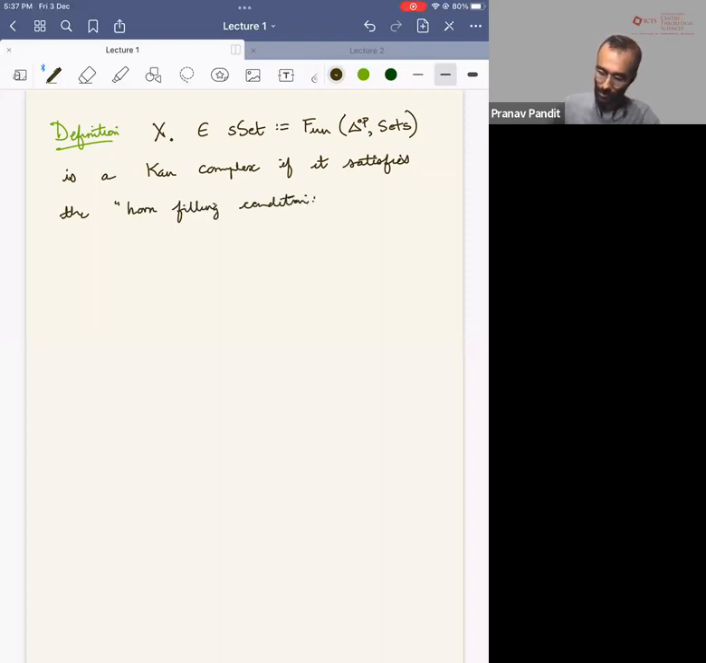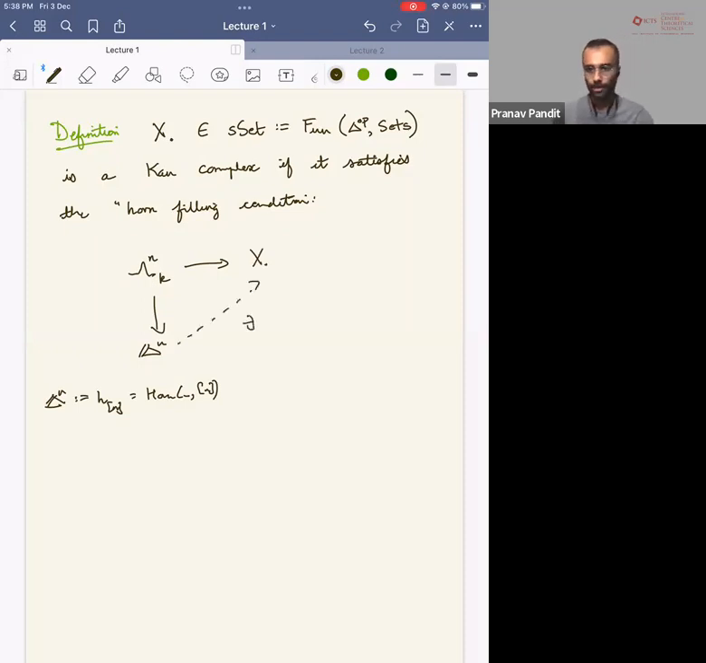So what is this? Let me write it as a diagram. For every n, we have the k-th horn sitting inside the n-simplex. What was my notation for this? It's something like this, where this Δ^n is the abstract n-simplex, thought of as a presheaf on delta op, a functor from delta op to sets, and Λ^n_k maps into it. And we want that if I give a map from this horn into some simplicial set X, then it extends. There exists an extension.